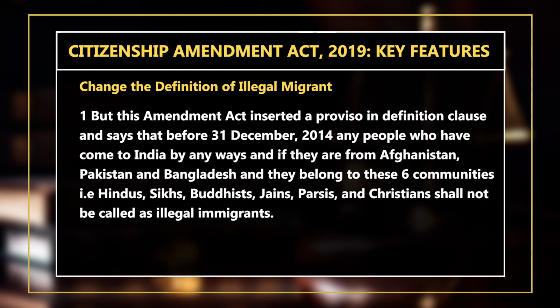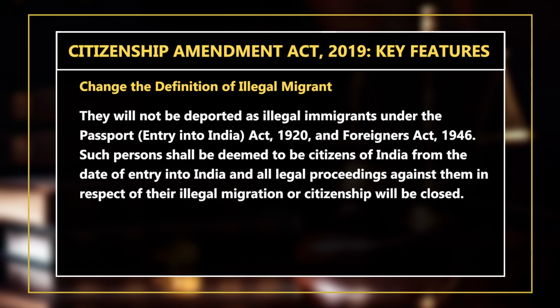the country. But this Amendment Act inserted a proviso in the definition clause and says that before 31st December 2014, any people who have come to India by any means, and if they are from 3 countries, that is Pakistan, Afghanistan and Bangladesh, and they belong to these 6 communities, that is Hindu, Sikh, Buddhist, Jain, Parsi and Christian, shall not be called illegal immigrants. They will not be deported as illegal immigrants under the Passport Act of 1920 and Foreigners Act of 1946. Such a person shall be deemed to be a citizen of India from the date of entry into India and all the legal proceedings against them in respect of their illegal migration or citizenship will be closed.